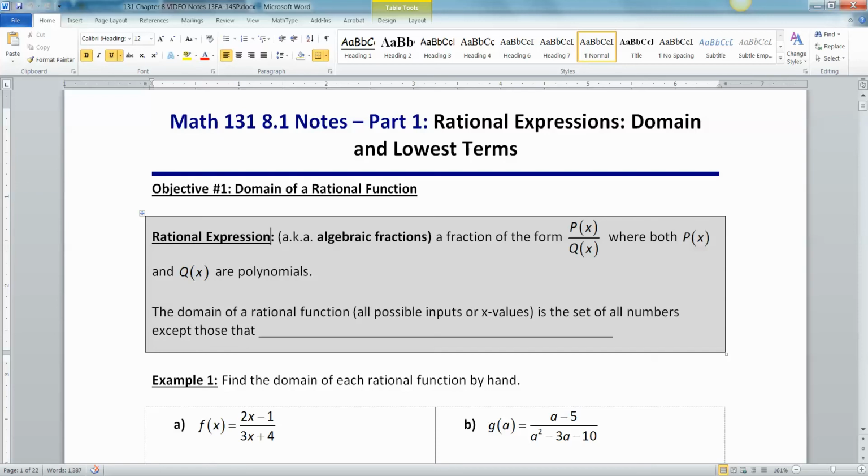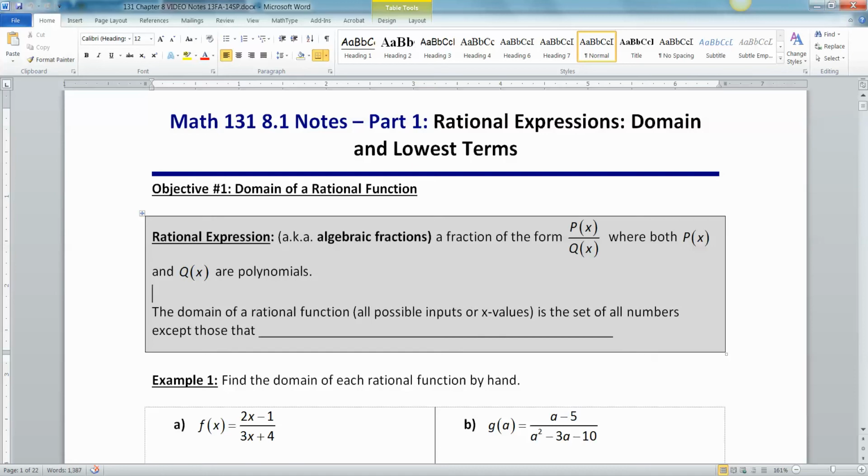A rational expression, which is also known as an algebraic fraction, if you've ever seen that term, means that you have a fraction of the form p of x over q of x, where both p of x and q of x are polynomials. Now remember from chapter 6 that polynomials means they have variables and constant terms with coefficients, and all the variables are raised to whole number powers, like 2, 3, 1, and so on.